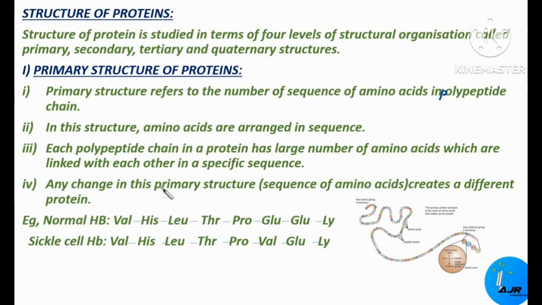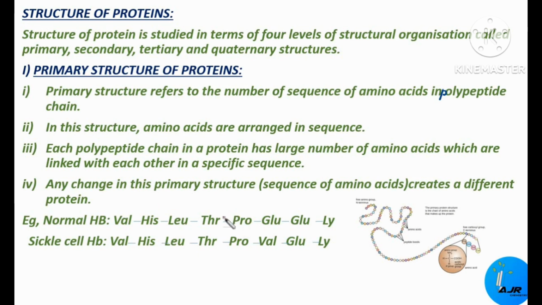Any change in this primary structure, or in the sequence of amino acids, will create a different protein. The amino acids are linked together in a specific sequence by means of a peptide bond. If any amino acid is removed and in that place we substitute another amino acid, that will create a different protein. A small change in just one amino acid can drastically alter the properties of the entire protein molecule.